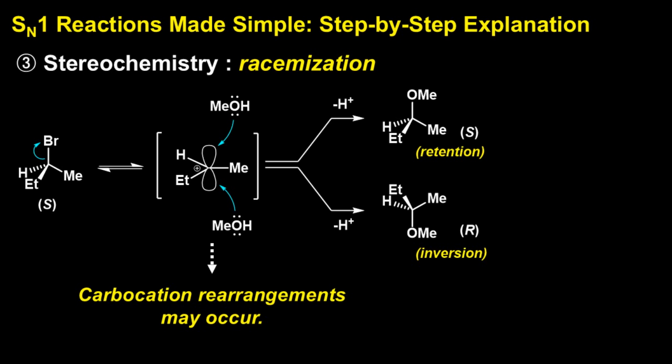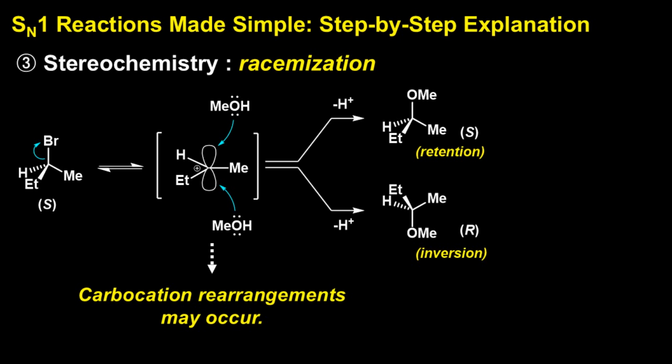But that's not all. Sometimes, the carbocation can rearrange to become more stable, shifting a hydrogen or alkyl group before the nucleophile even attacks. That means you can end up with a product from a totally different position. We'll explore those carbocation rearrangements in the next lesson.